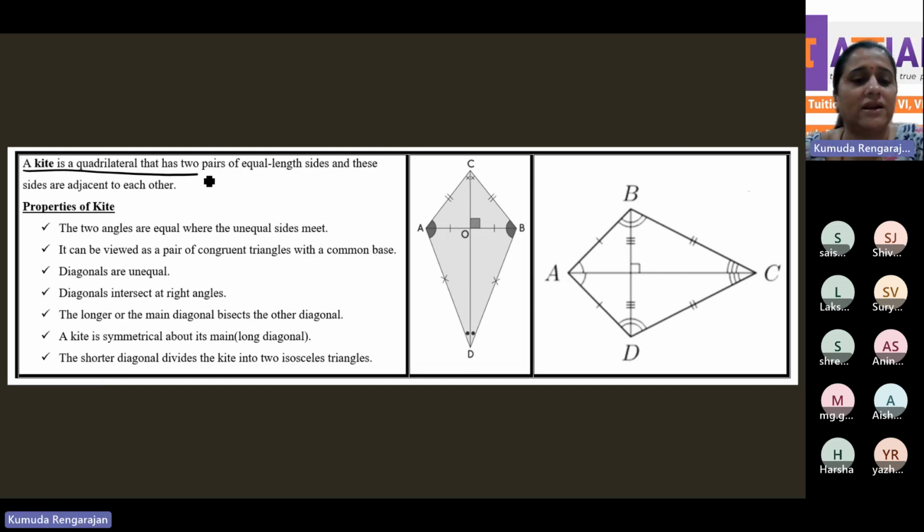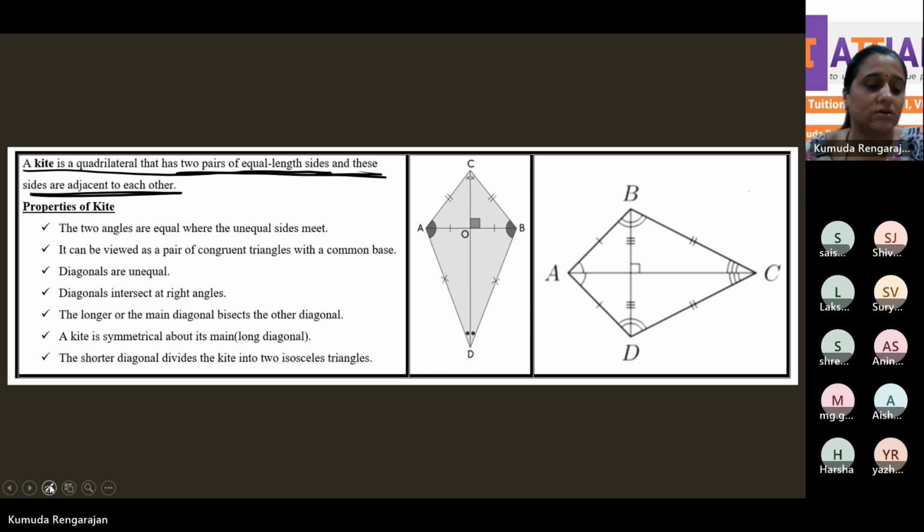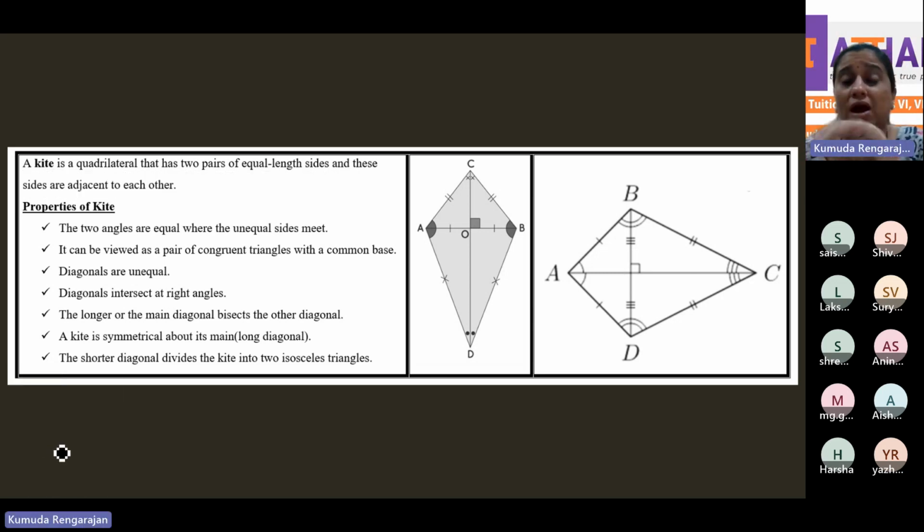A kite is a quadrilateral that has two pairs of equal length sides, and these sides are adjacent to each other. Opposite sides equal, no. Adjacent sides equal, not opposite sides. It has two pairs of equal length, and these two pairs are adjacent sides. Now, the two angles are equal where the unequal sides meet.